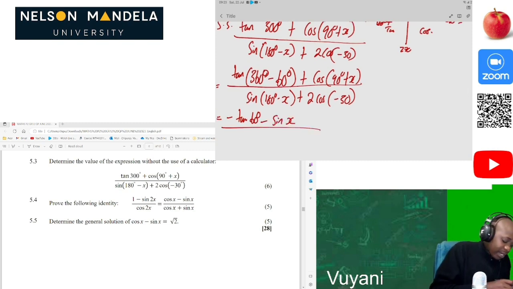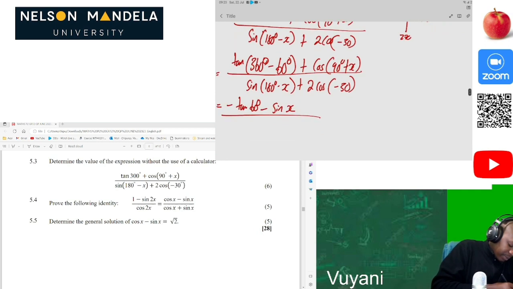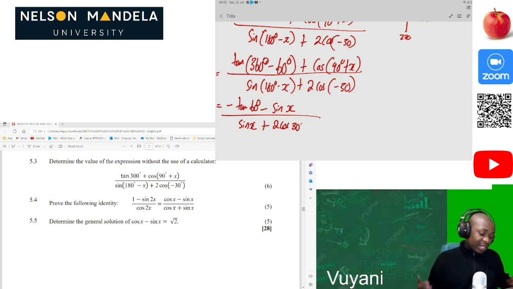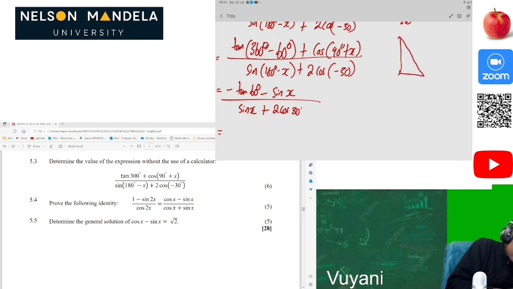Now we divide by sine of 180 minus x. 180 minus is in the second quadrant and sine is positive, so that will be positive sine of x, then plus of course 2 cos of 30 degrees. We already know that for any negative angle, cos is always positive. So negative tan 60, which means now we are looking at our special triangles. Your mind must be able to think fast. All right, so this will be for 60, then we have 30.